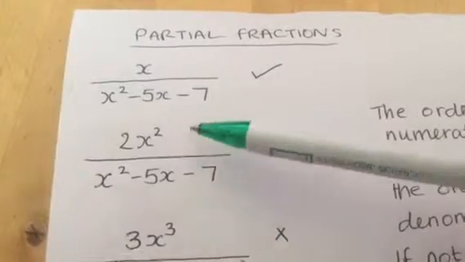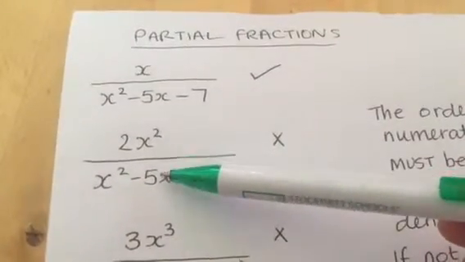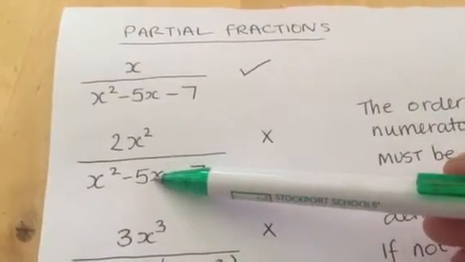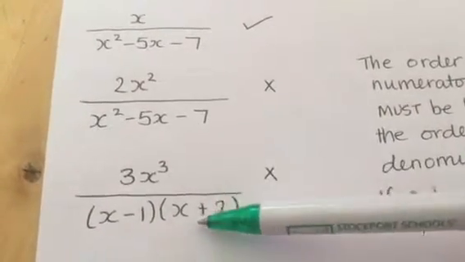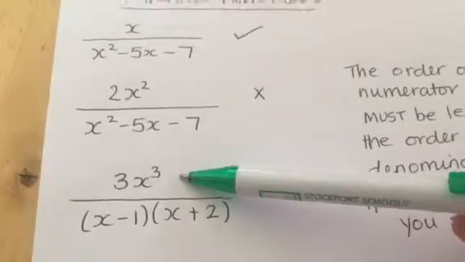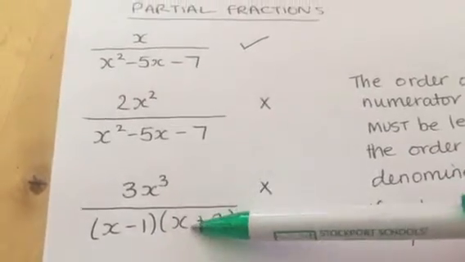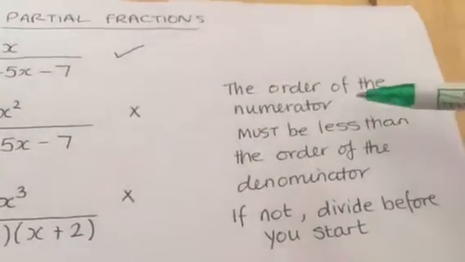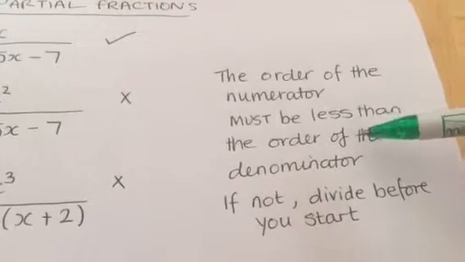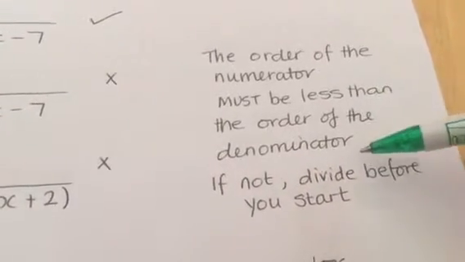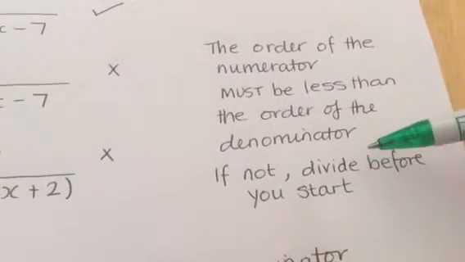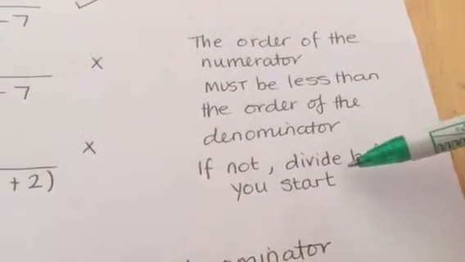This one, however, isn't alright because I've got an x squared on the numerator and an x squared on the denominator. This one, x cubed on the numerator, x squared on the denominator, so the order of the numerator is bigger. So the order of the numerator must be less than the order of the denominator. If it isn't, you will need to do a division before you start.